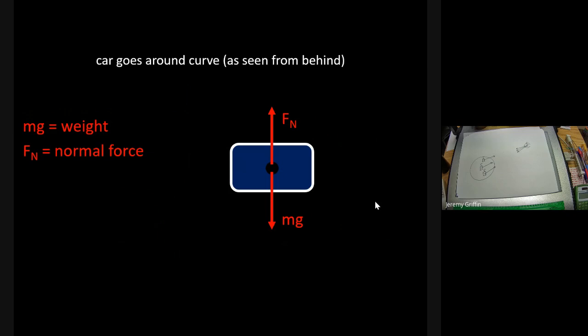So if it's on a banked curve, then you might say, well, maybe it's the horizontal component of the normal force from the banked road. Right? If it's a flat road, then it would just be friction. Friction is the only thing that's going to allow it to go around the curve. So I might throw in a friction force.